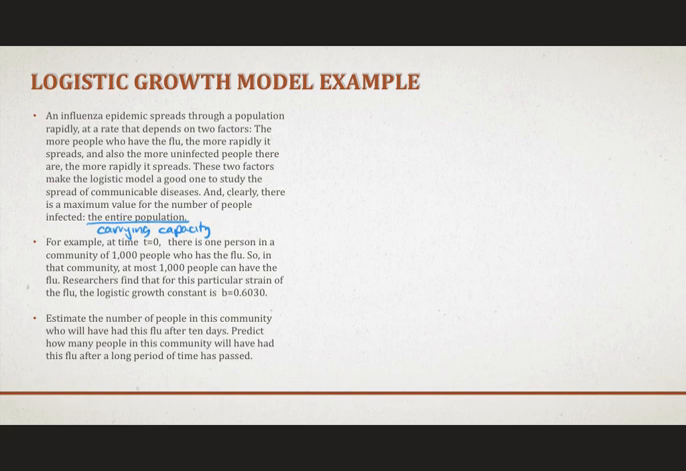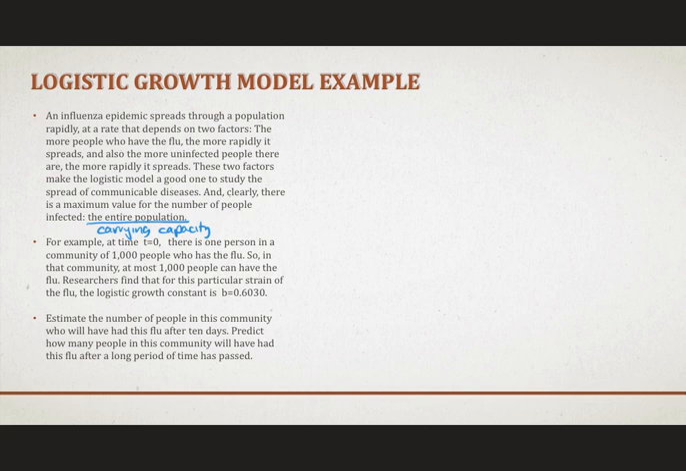So, for example, at time 0, there is one person in the community of 1,000 who has the flu. So in that community, at most 1,000 people can have the flu. Researchers find that for this particular strain of the flu, the growth constant is B equals 0.603. Okay? All right, so here we go.